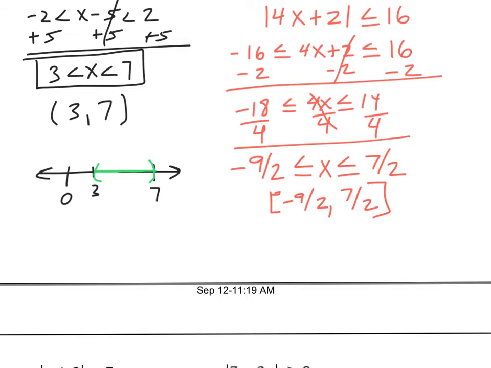Now, let's get to graphing. Here's 0. I'll head down to negative 4.5, and then up here 3.5. All right, so I shade in between. All those points are solutions.